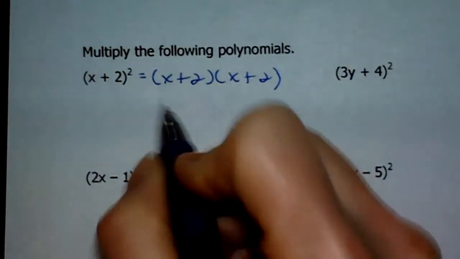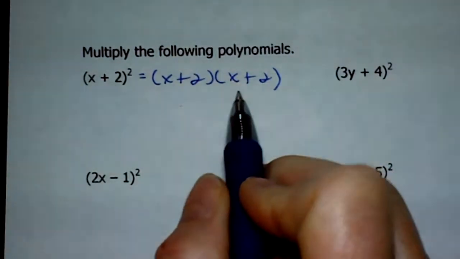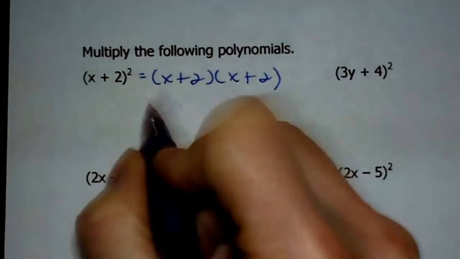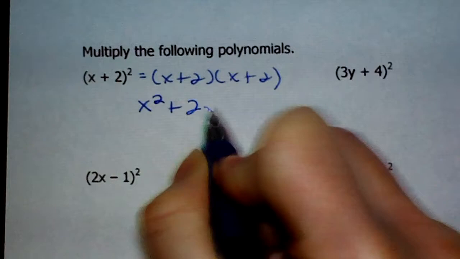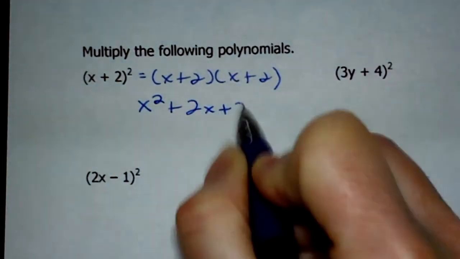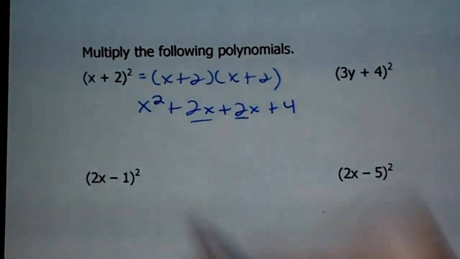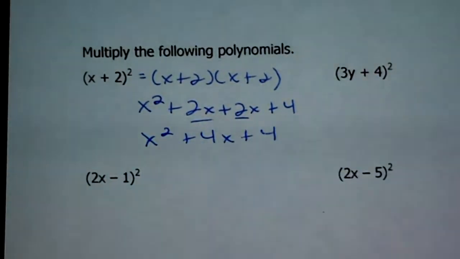Okay, so it's not the same pattern as the other, right? Because those are both addition, and with the other pattern, one was addition and one was subtraction. So the first numbers in the FOIL, outside would be x times 2, inside would be 2 times x, and last would be 2 times 2. We combine our like terms, so this would be x squared plus 4x plus 4.